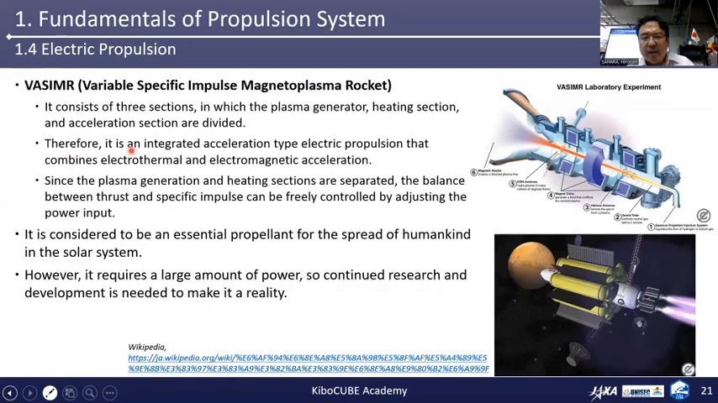Brassimil is not intended for microsatellites, but is included for reference. Although Brassimil requires extremely high power, any combination of thrust and specific impulse can be achieved by separating the heated and acceleration areas. This is my subjective opinion, but I believe that the Brassimil is a good candidate for manned deep space exploration.